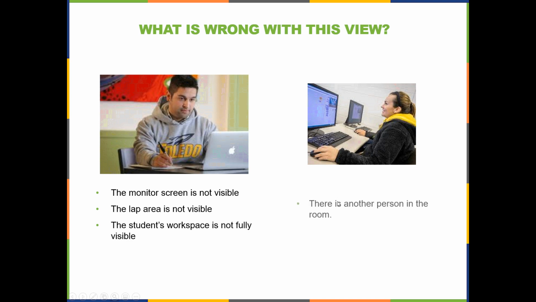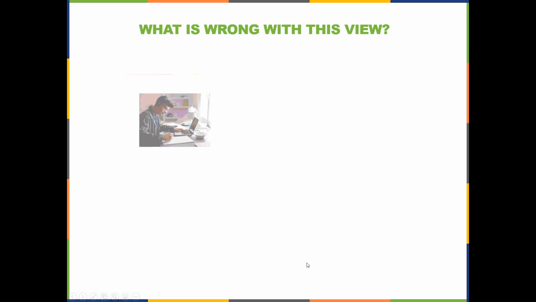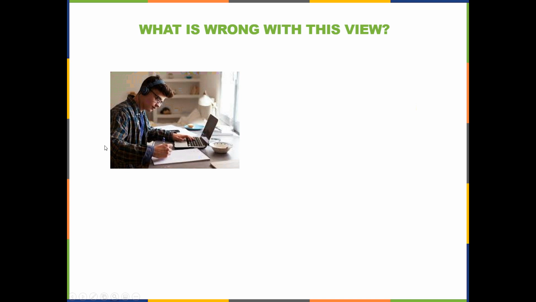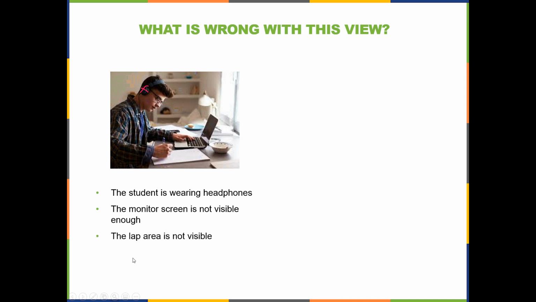In this one, we have another person in the room as well as another device in view of the student, and the lap area is not visible. For this one, we have headphones. I won't be able to tell what the student is hearing during the test, and that's important. The monitor screen is not visible enough. I can see the screen, but I can't tell what's on it. The lap area, again, is not visible. The desktop is not cleared.